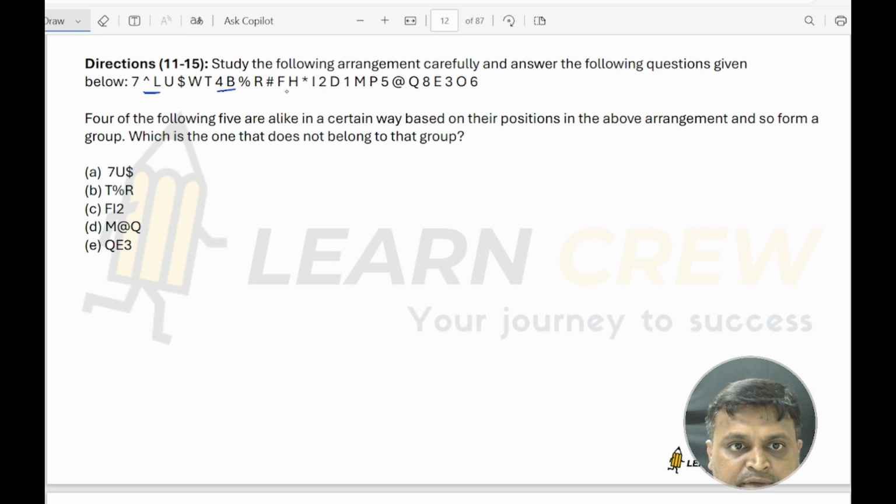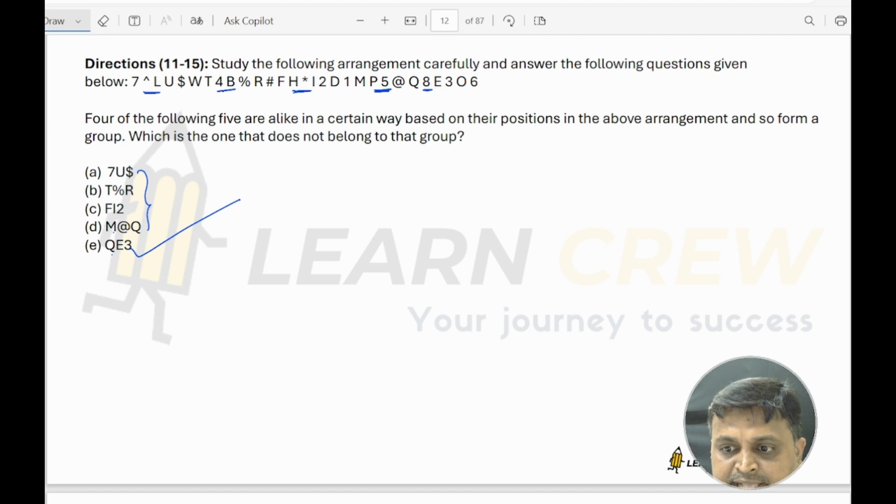This means you are leaving these two. So you are leaving these two. This means you are leaving only one. So in all the four cases, to get the second one, you are leaving two from the first. So here you are leaving only one. So this is different. So option E is different from options A, B, C, D.